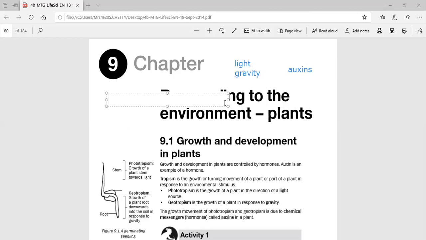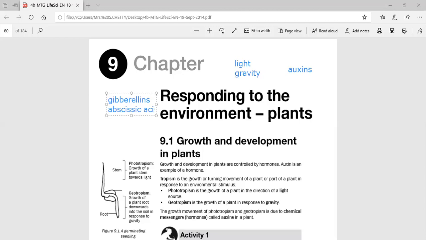Sorry, my babies. And those two other plant hormones are gibberellins. I hope I got the spelling right. Gibberellins, and the other one is abscisic acid.